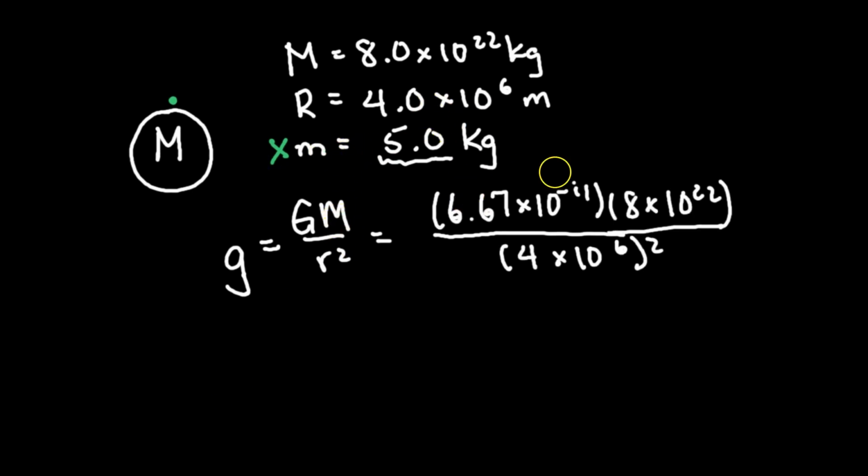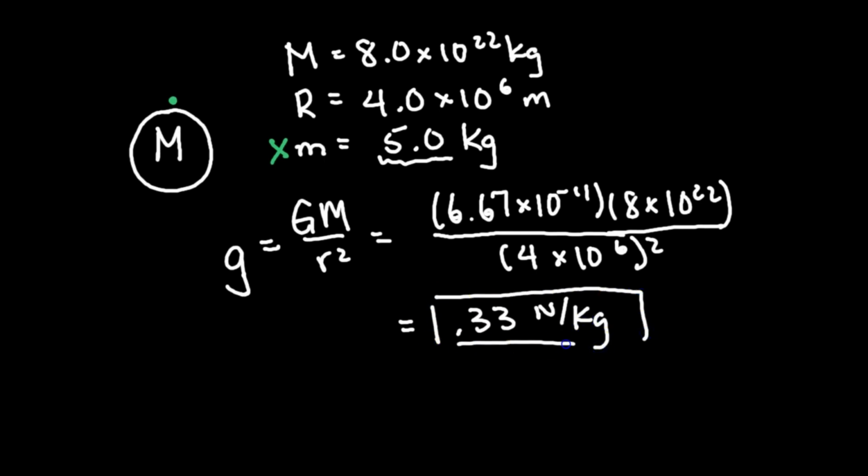Plugging in the known values, we get 0.33 newtons per kilogram. The other really common mistake I see students make is that they forget to square. So if you missed this question and got the wrong number, one of the things I would check is to see if you remembered to square the distance value on the bottom.